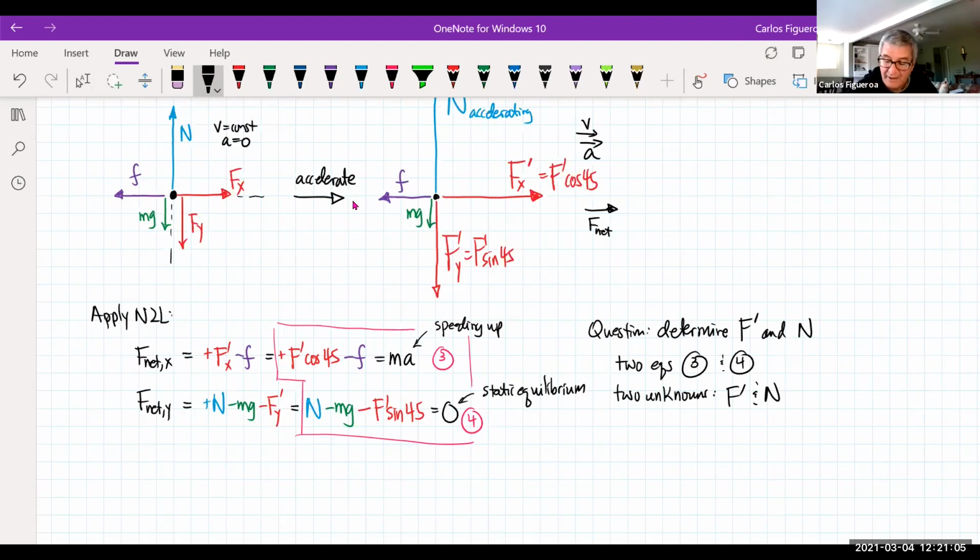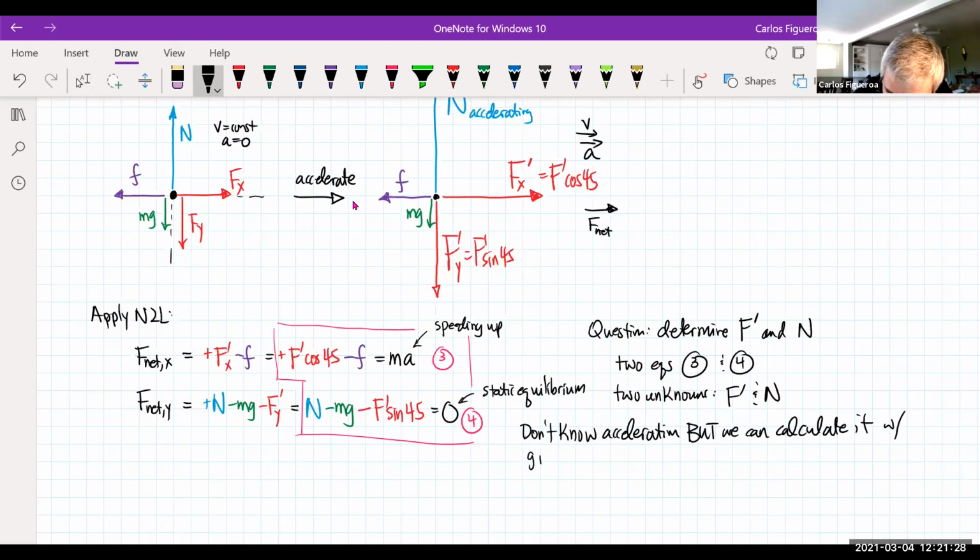But you know what? I think I misled you here. We don't know the acceleration, but we can calculate it with given information.